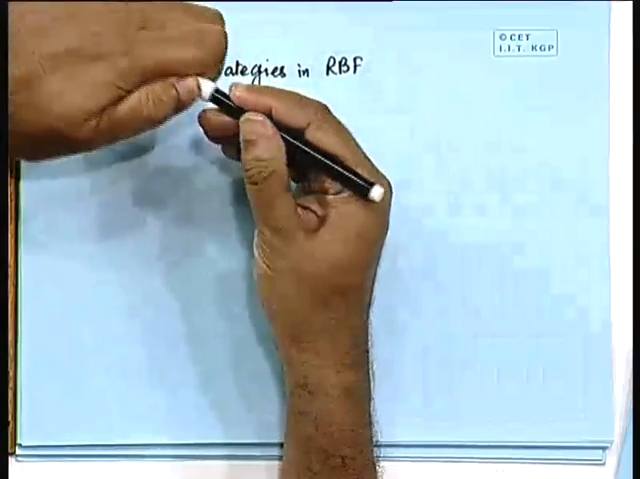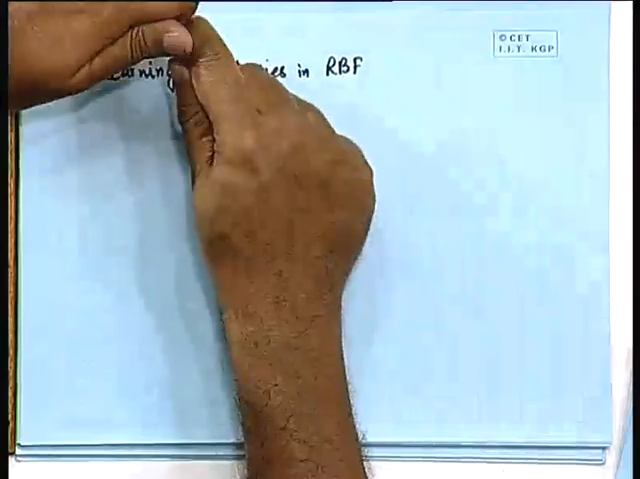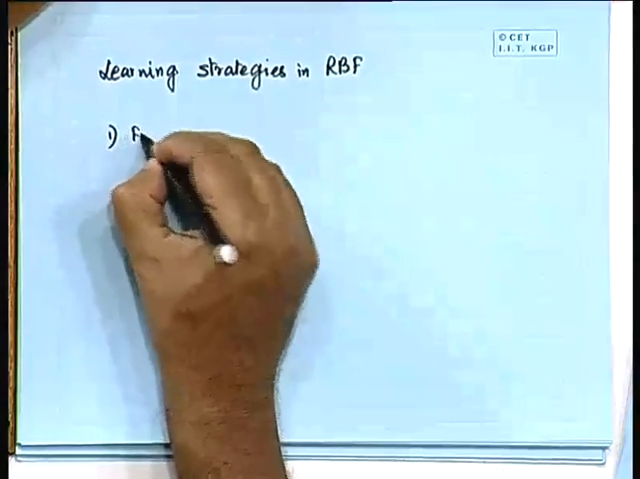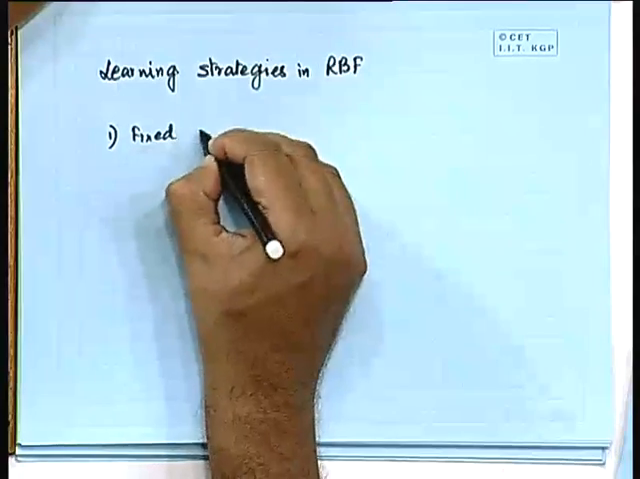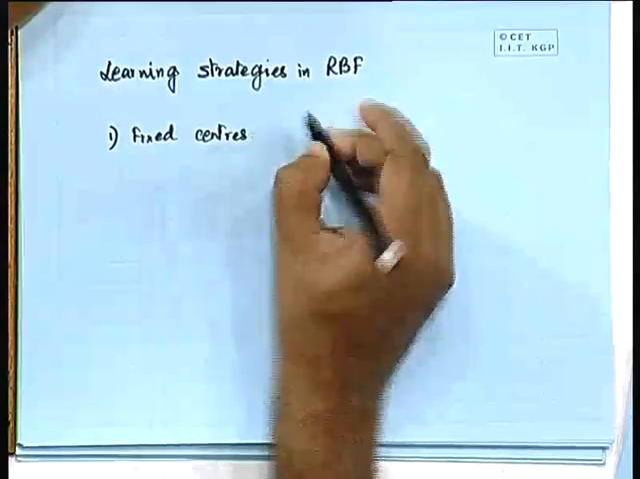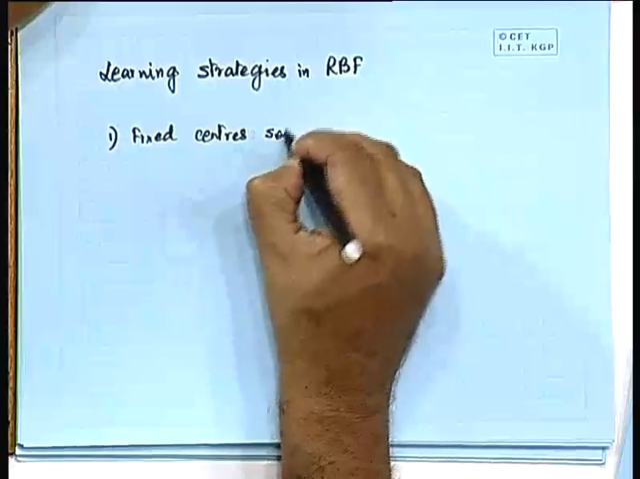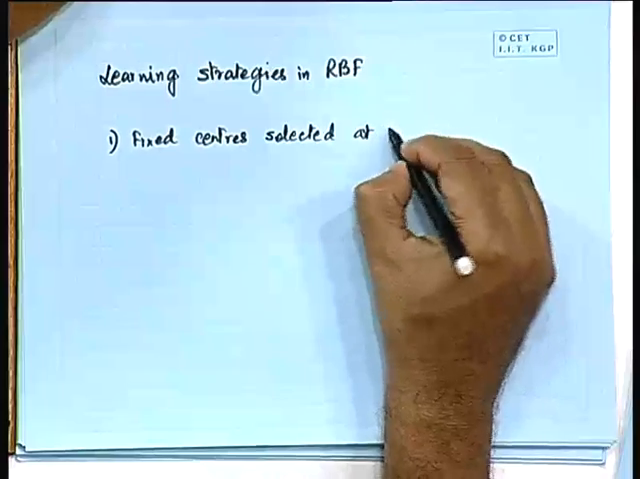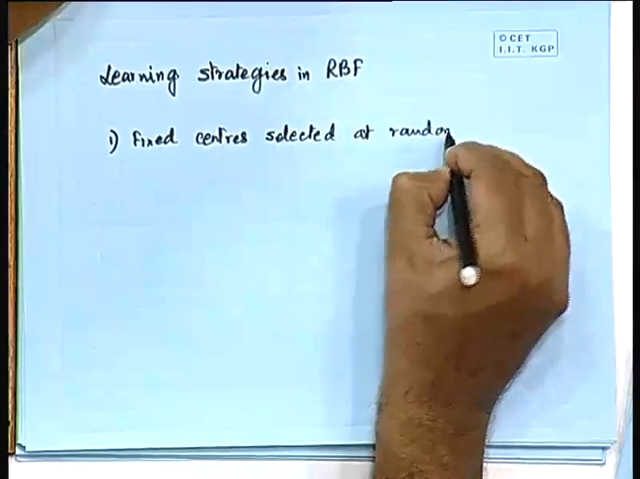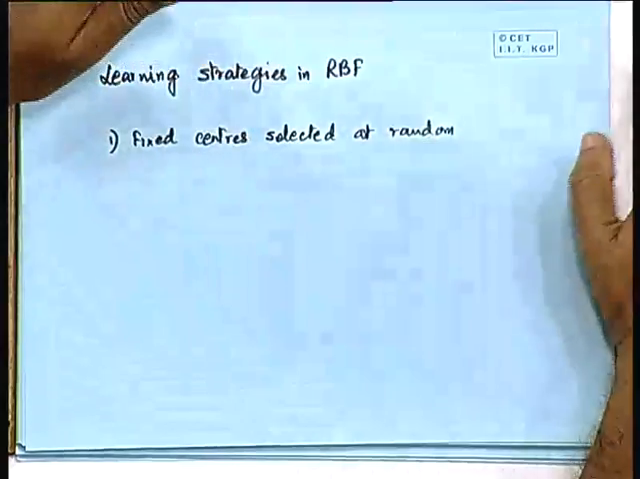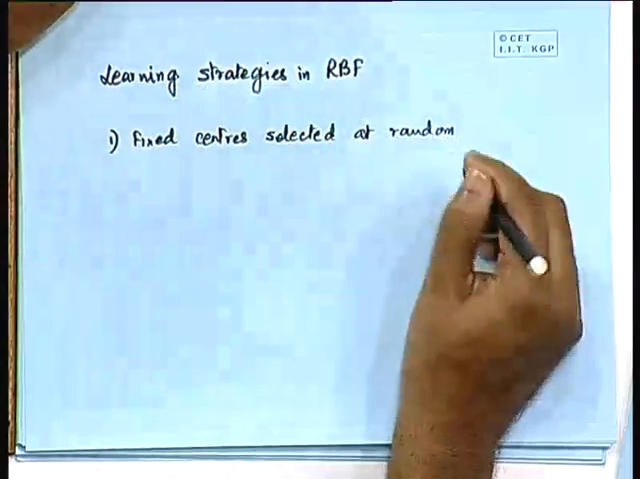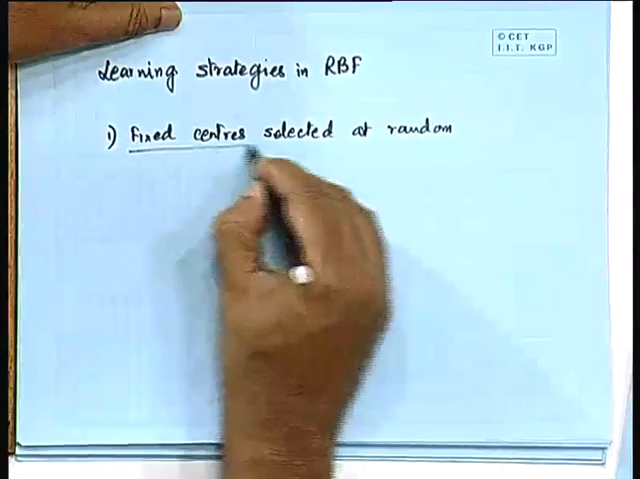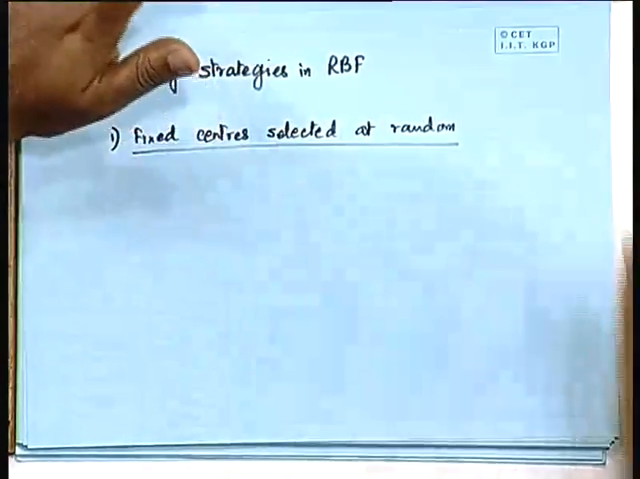We can list out several learning strategies. The first one is where we have fixed centers selected at random. So, we can choose the centers randomly.